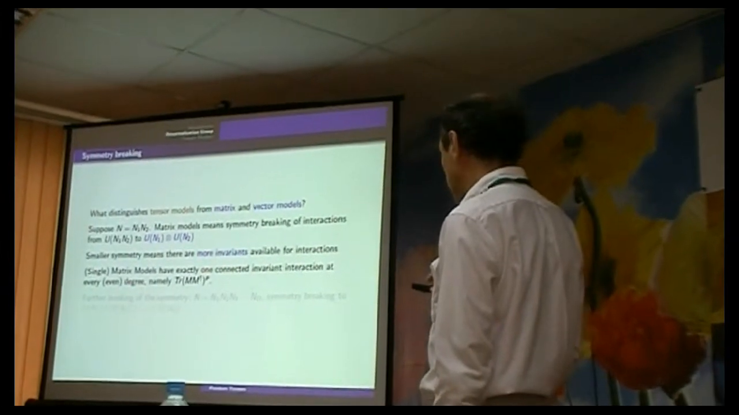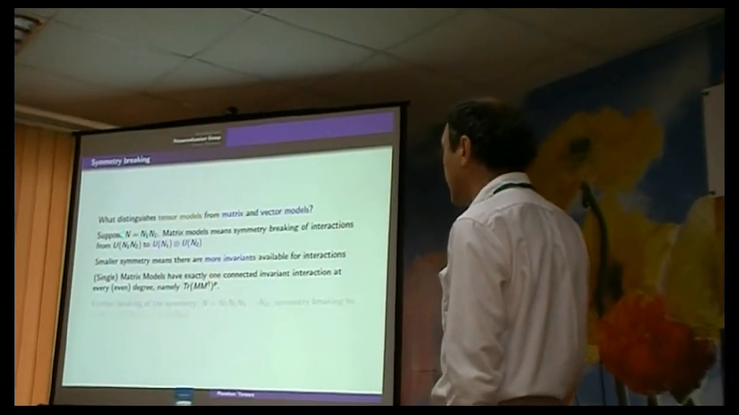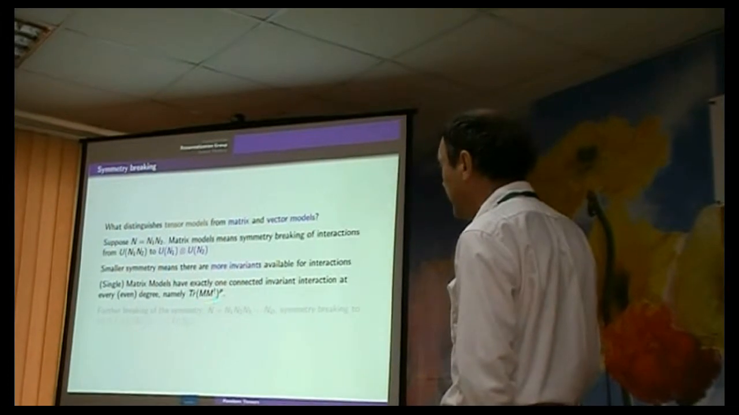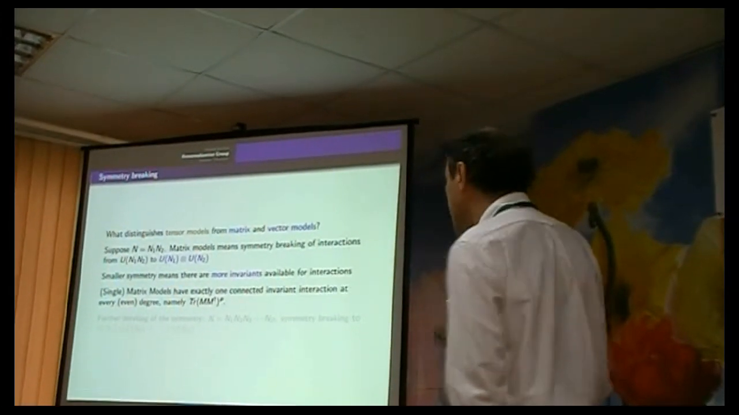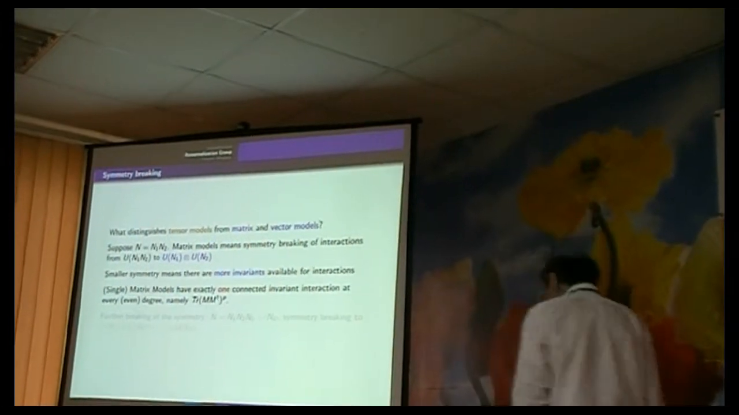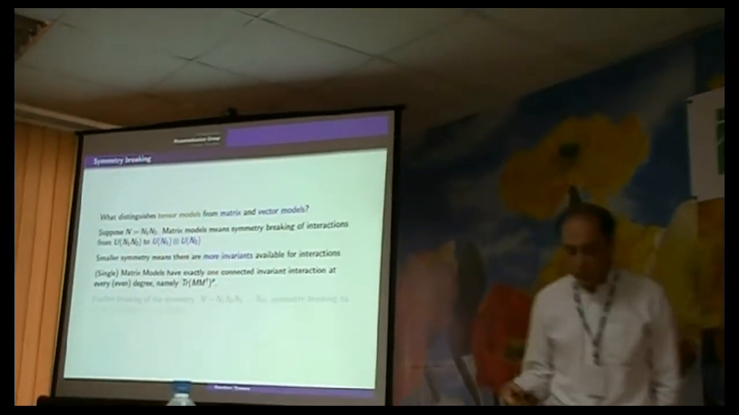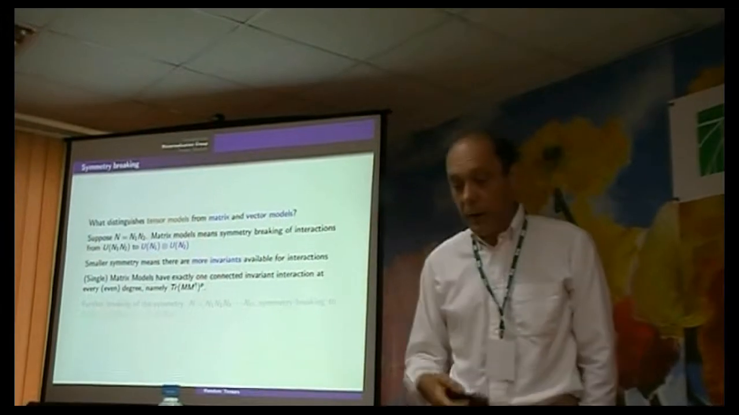So previously we had only one invariant, which was a scalar product. Now we have infinitely many. This is because the symmetry is smaller. Okay, so it's exactly the same idea that Rasetti Gurau used to define his theory of random tensors.